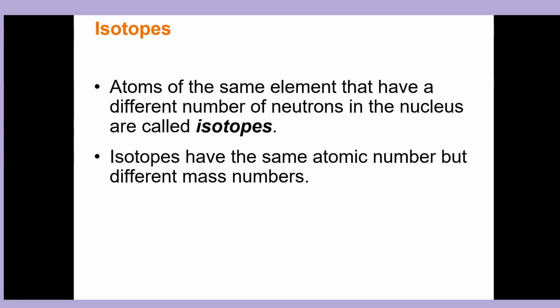Let's look at the example of hydrogen. If you look at your periodic table, hydrogen has a mass of 1. There's also such a thing as hydrogen 2, and then there's also hydrogen 3. Now, how are they the same? Well, they have the same atomic number, which is the same thing as the protons.